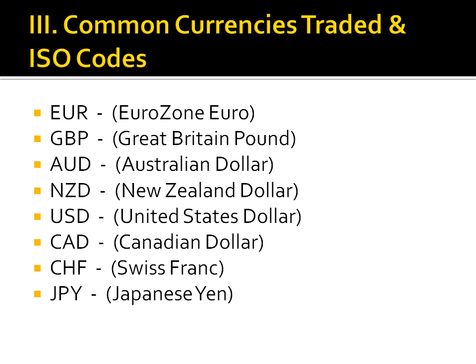The ISO code for the euro is EUR, for Great Britain pound is GBP, for the Australian dollar AUD, New Zealand dollar NZD, and the United States dollar's ISO code is USD, the Canadian dollar CAD, Swiss franc CHF, and finally the Japanese yen is JPY.